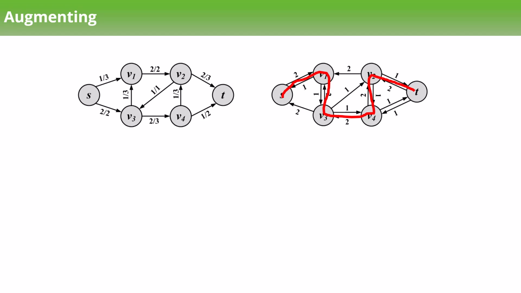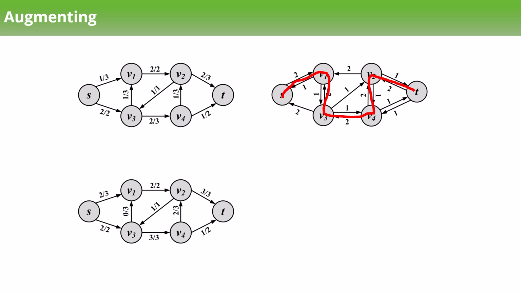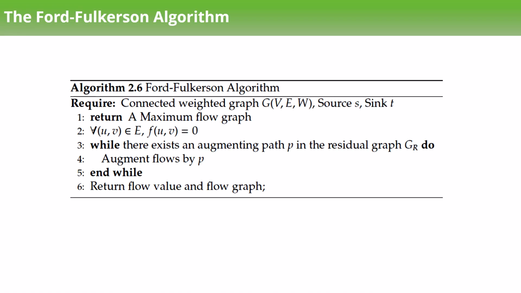So the augmenting example. This slide demonstrates several augmentation steps. Step 1, find an augmenting path. Step 2, identify the weak link. Next, push flow equal to the weak link. Then update the residual graph. Then repeat.